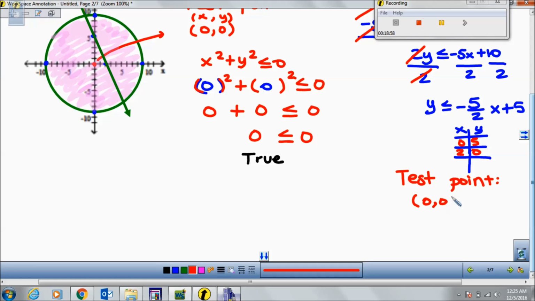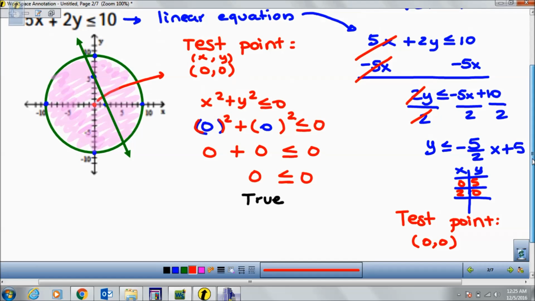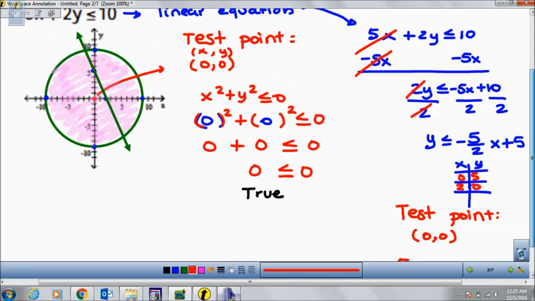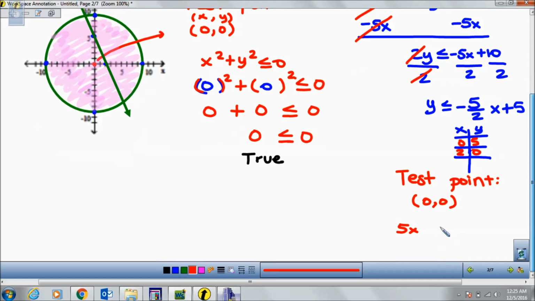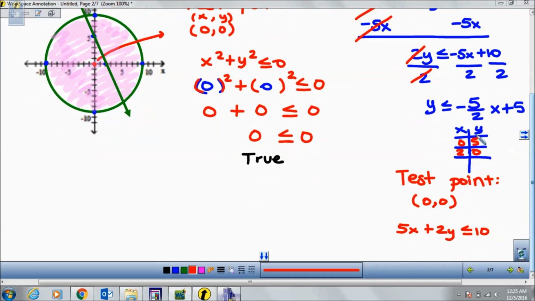So we're going to test (0, 0), but we're going to test it into the linear inequality, not into the one that gave us the circle. I'm going to go back to the original, 5x plus 2y less than or equal to 10. Now, could you have substituted it into the one that I solved for y? Yes, but just to be on the safe side, and just to do the same thing every time, so you're not double guessing and thinking, what do I do? Just go always to the originals when you're going to substitute the point.